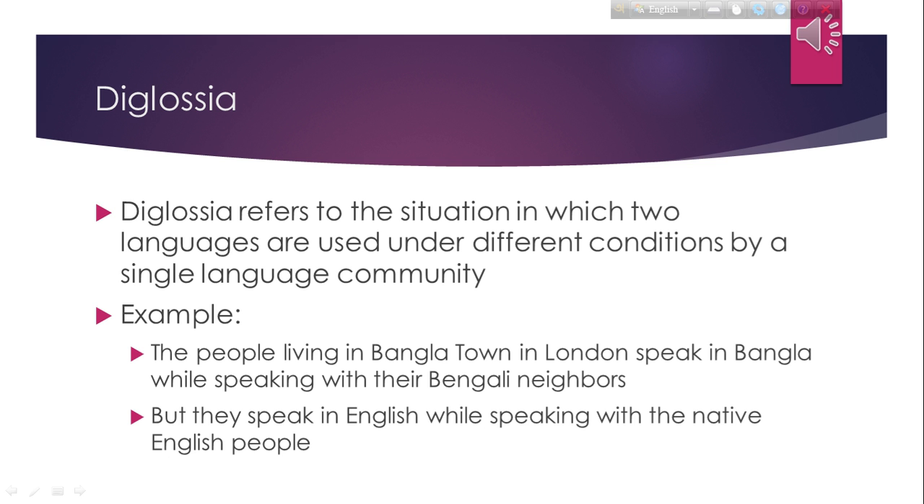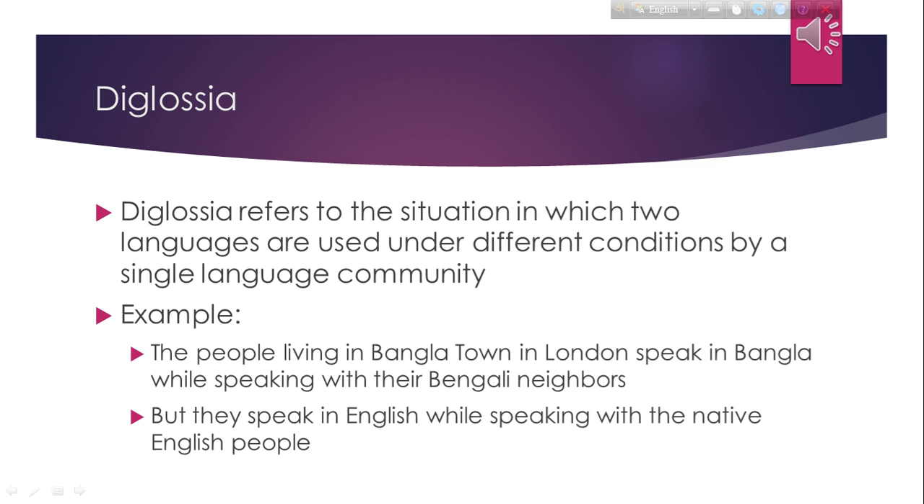Similarly, we have another example here, that is, the people living in Banglatown in London speak in Bangla while speaking with their Bengali neighbors, and the same community speaks in English while speaking with the native English people. This is a diglossic condition. A speaker chooses different languages or dialects for different contexts. And diglossia includes two varieties of language use.